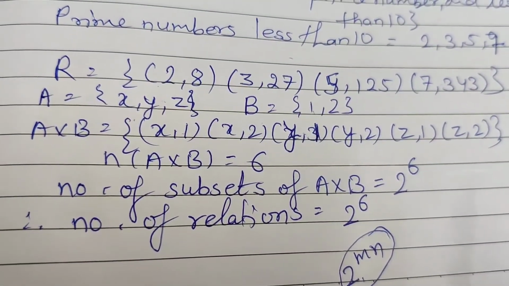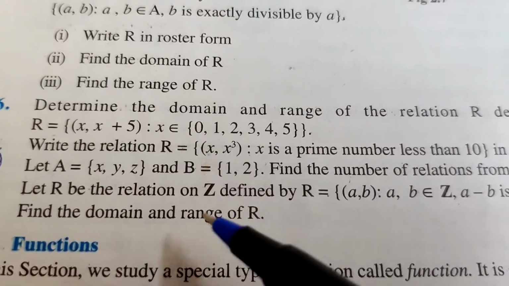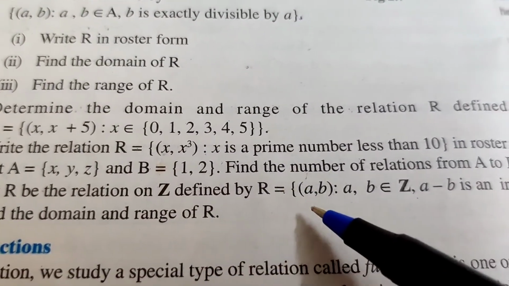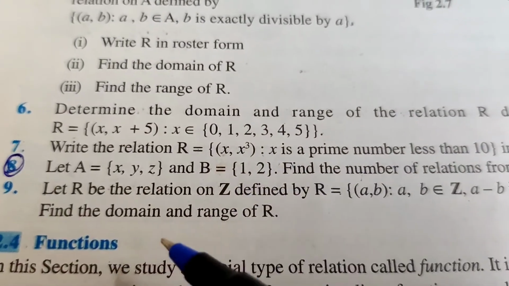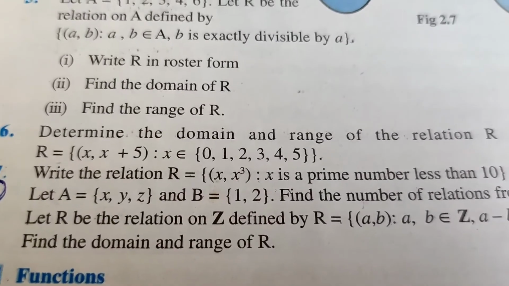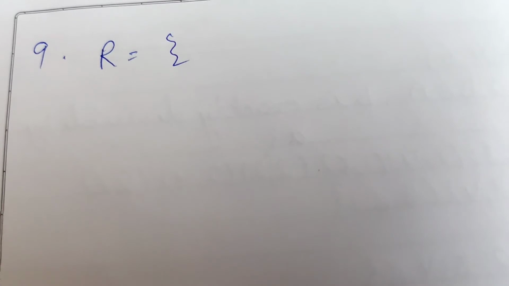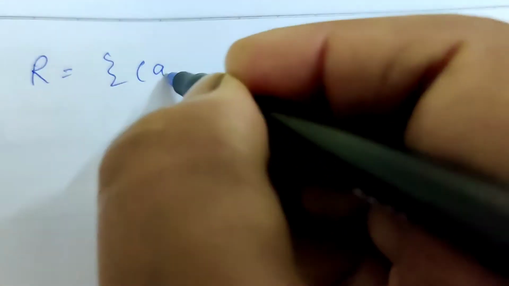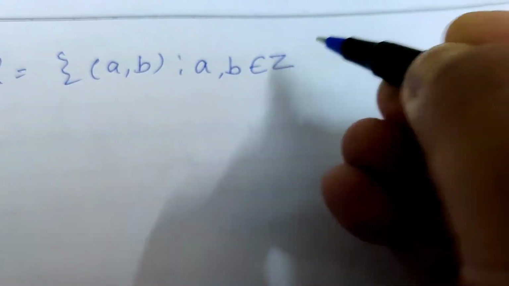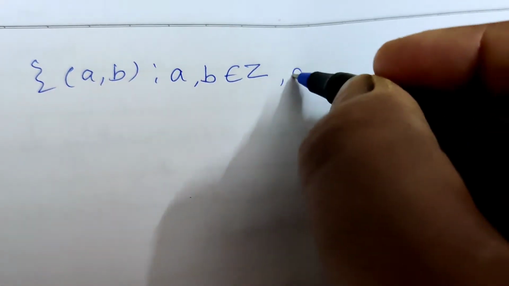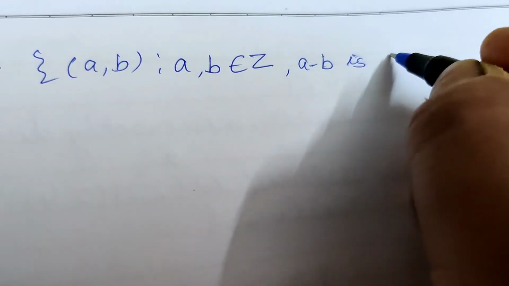Next and last question. Let R be the relation on Z defined by R = {(a, b) : a, b belong to Z and a minus b is an integer}. Find the domain and range of R. Okay. The relation is given such that (a, b) belongs to Z, meaning integers, and a minus b is an integer.